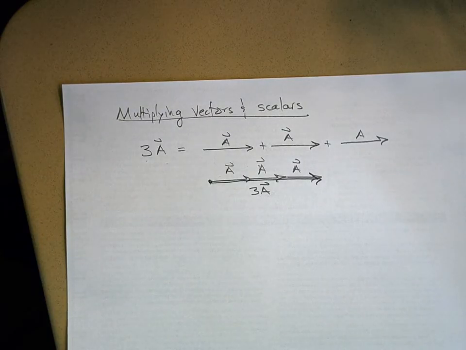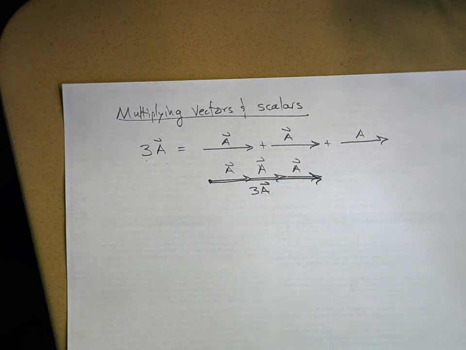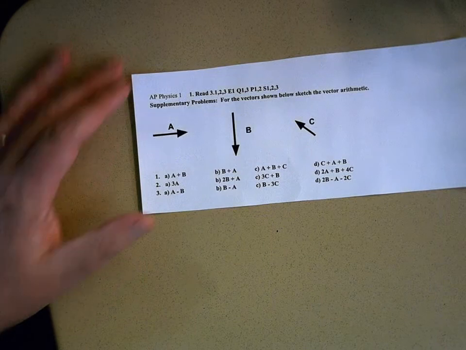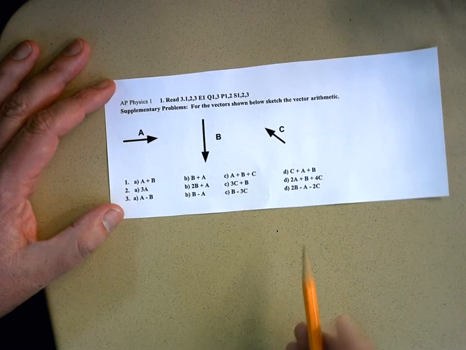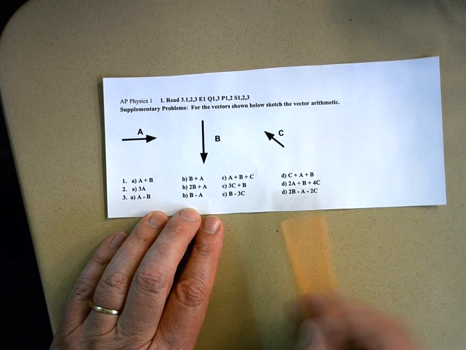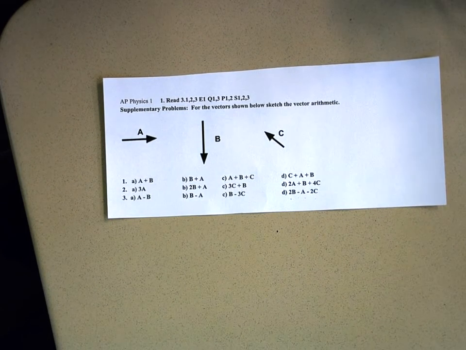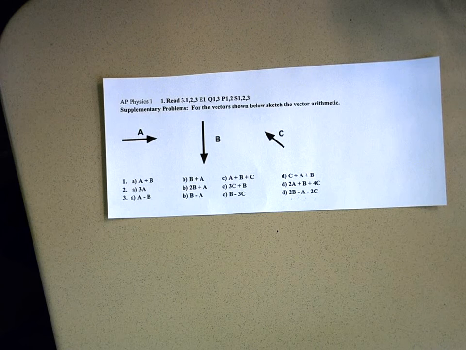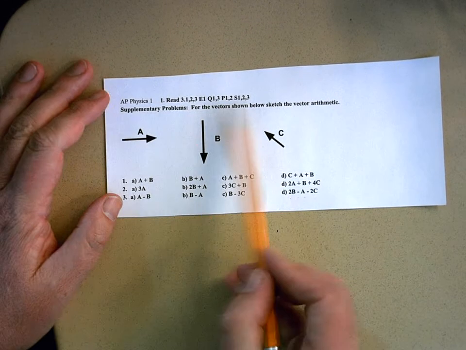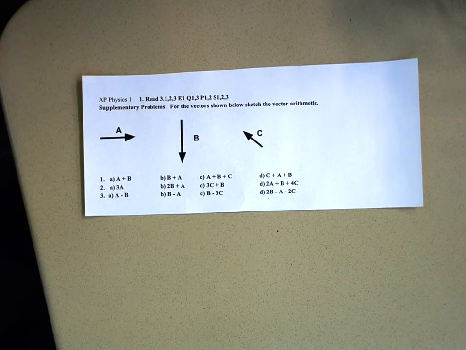Okay? Now on the worksheet I've given you, you're going to have to combine some of these ideas. Look at this. 2B minus A minus 2C. I think that's the most complicated one. So I want you to just sketch them the way I was just sketching them in the lecture. Also read the book, do these problems and answer these questions and so on. That is all.